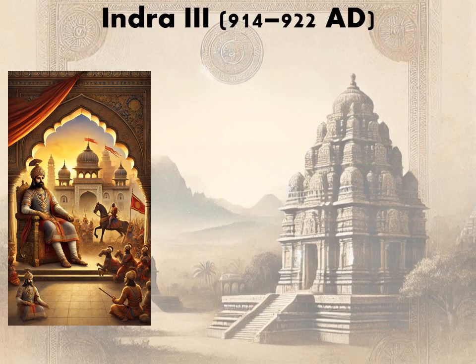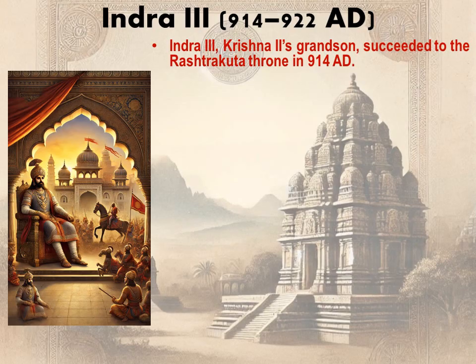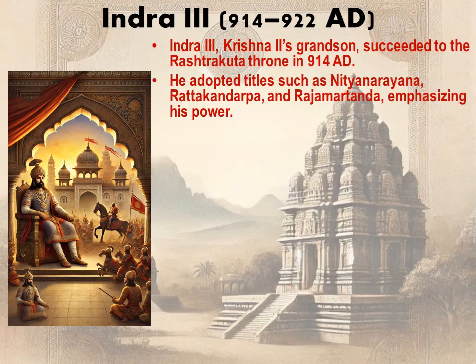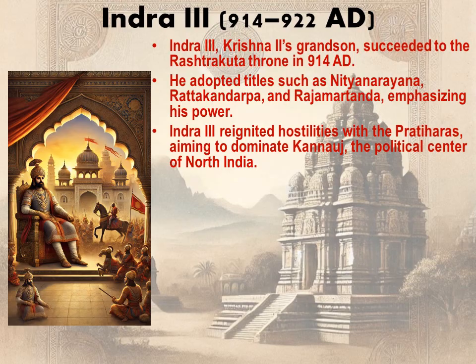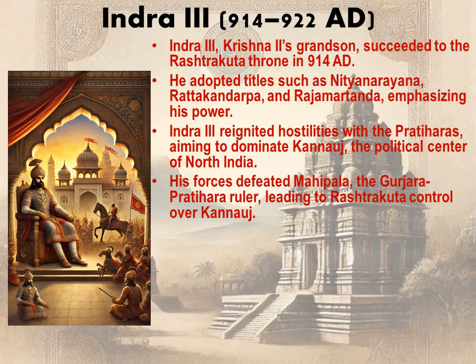Indra III, 914 to 922 AD. Indra III, Krishna II's grandson, succeeded to the Rashtrakuta throne in 914 AD. He adopted titles such as Nityavarsha, Ratta Kandarpa, and Raja Martanda, emphasizing his power. Indra III reignited hostilities with the Pratiharas, aiming to dominate Kannauj, the political center of North India. His forces defeated Mahipala, the Gurjara Pratihara ruler, leading to Rashtrakuta control over Kannauj.